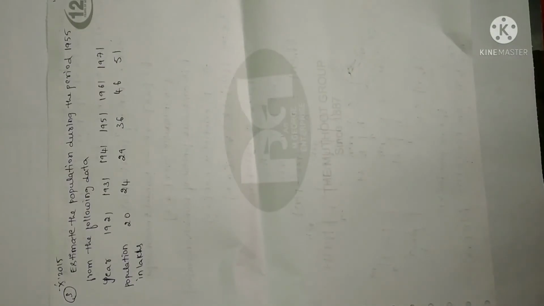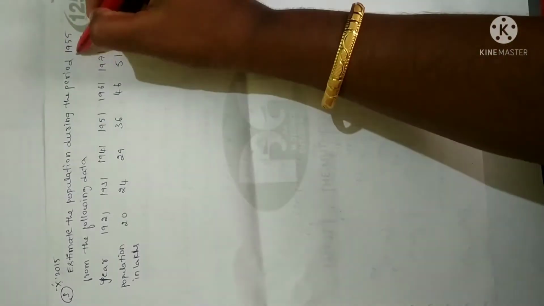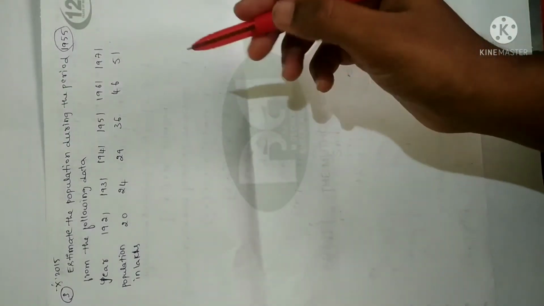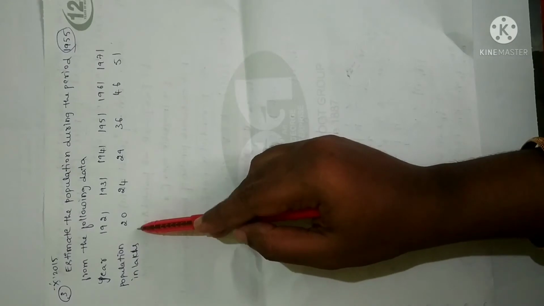Here is the third problem. It is important, and it was asked in the year 2015. Estimate the population during the period 1955. We have to calculate the population during 1955, but it is not given in the data. Fine. From the following data, the population is given.